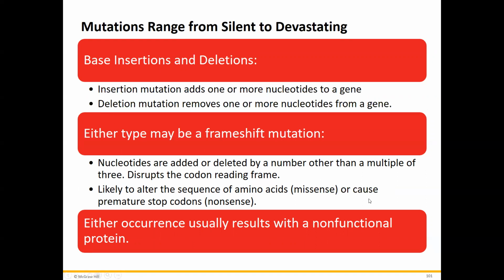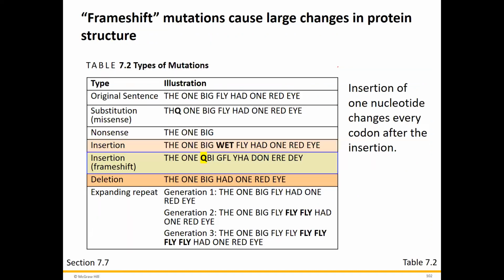And of course that would be interpreted as a missense, or if a stop codon is created by the combination of 3 nucleotides in a way that wasn't expected, it could result in a nonsense mutation. Either occurrence results in a non-functional protein. Insertions and deletions are terrible mutations, and you typically get a non-functional protein.